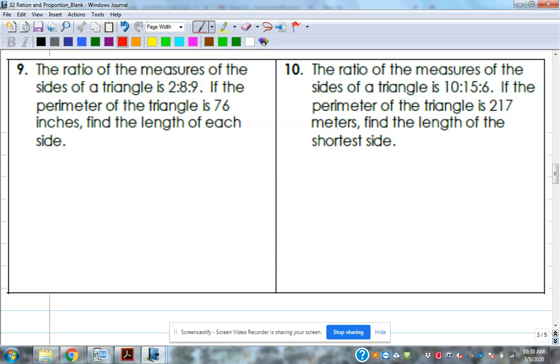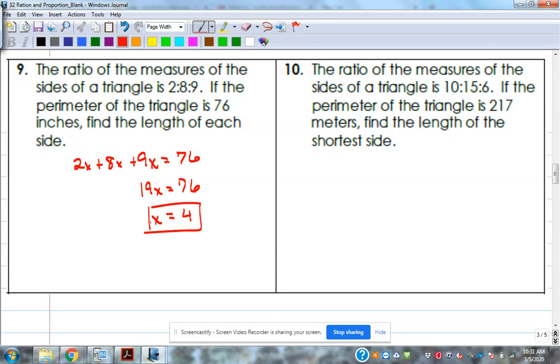Number 9 says the ratio of the measures of the sides of a triangle are 2 to 8 to 9. If the perimeter of that triangle is 76 inches, find the length of each side. So 2x plus 8x plus 9x equals 76. 11 and 8 is 19. And I bet 19 goes into 76. Close to 20 and 80, so I'm going to guess 4. 4 times 10 is 40. 4 times 9 is 36. That has to be 76.